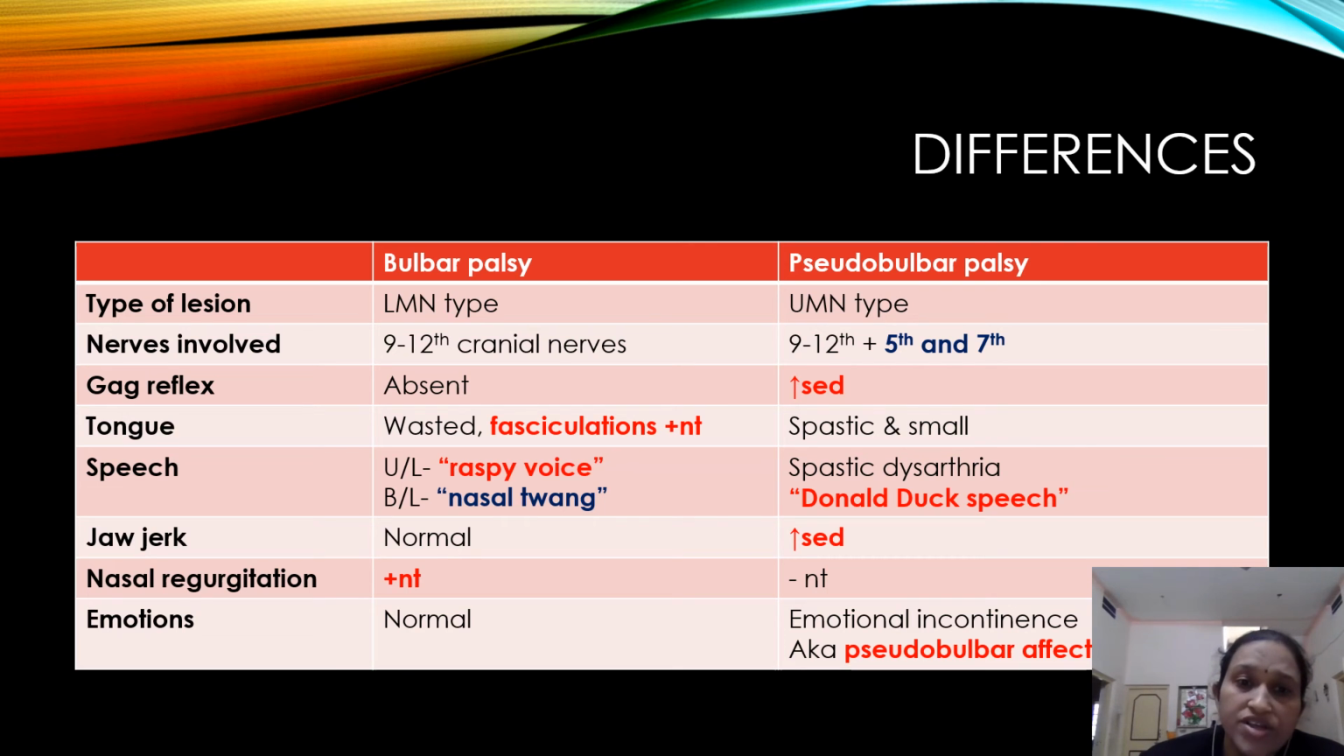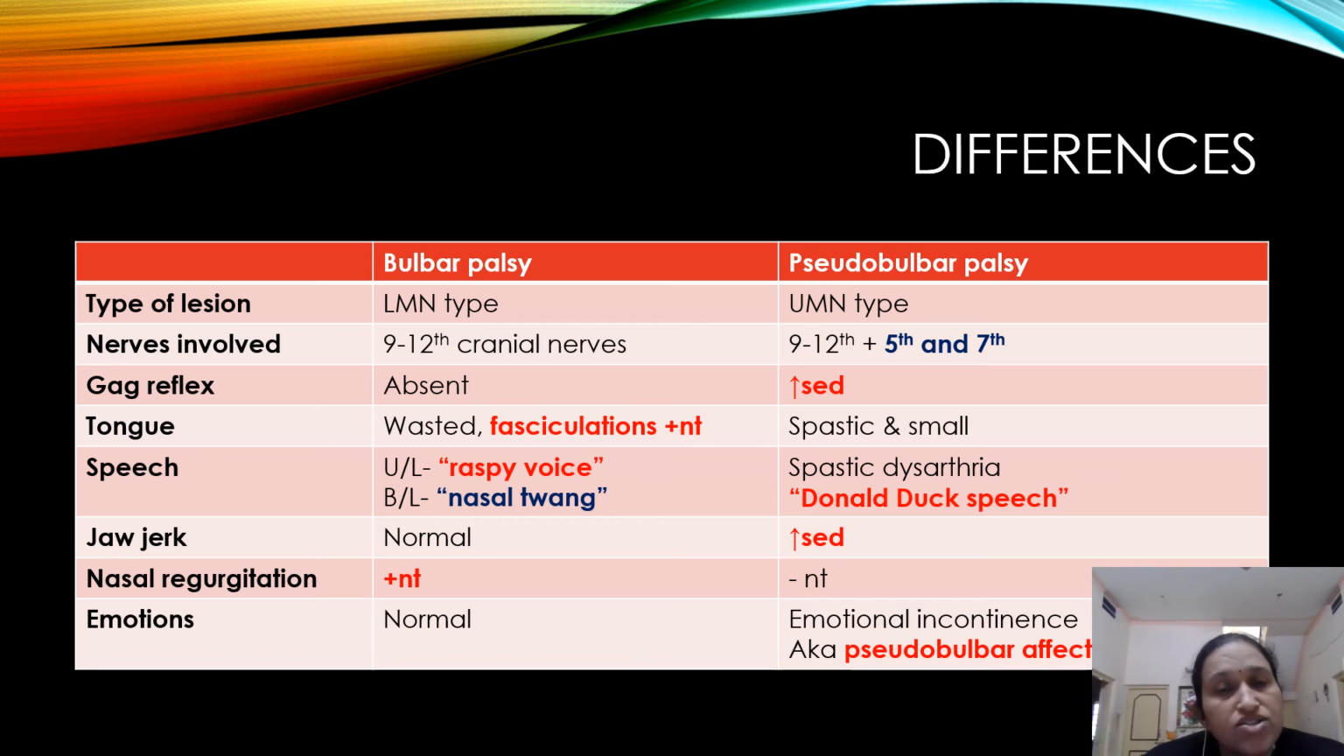If we listen to the voice of the patient, if there is unilateral bulbar palsy, then there is a raspy voice, meaning the pitch and volume of the voice are low. And if there is bilateral damage to the nerves, then there is a nasal twang to the voice, as if our nose is clogged and we are speaking. In pseudobulbar palsy, there is a spastic dysarthria, and the typical speech is called Donald Duck speech. I think in your childhood you all have listened to Donald Duck.